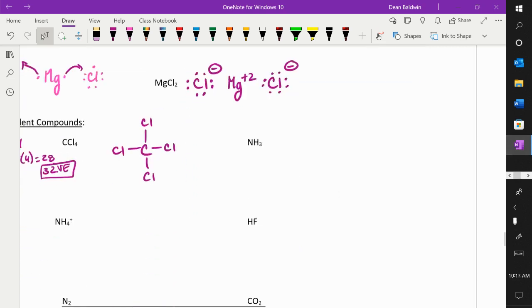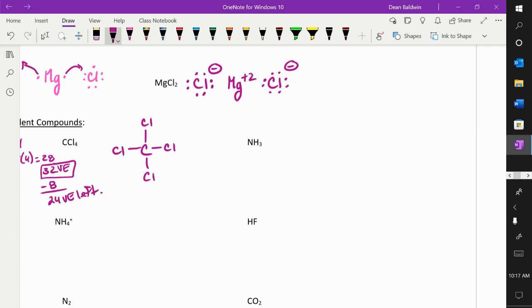So is carbon happy right now? It is, because how many valence electrons does carbon have? Each bond is 2 valence electrons. So that's 8. Okay. So carbon is happy with 8 valence electrons. That means we had 32. We've accounted for 8. 32 minus 8 is, I can't do math. What's 32 minus 8? 24? 24. So we have 24 left.